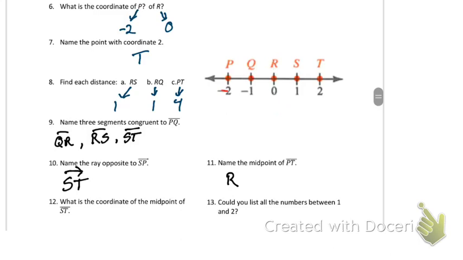What is the coordinate of the midpoint of ST? The coordinate of the midpoint of ST, there's no letter that works for it. What we're actually trying to do is look at ST and what's halfway between 1 and 2, and that's going to be 1.5. Could you list all the numbers between 1 and 2? I couldn't, because there's actually an infinite number of them. All right, that's it.